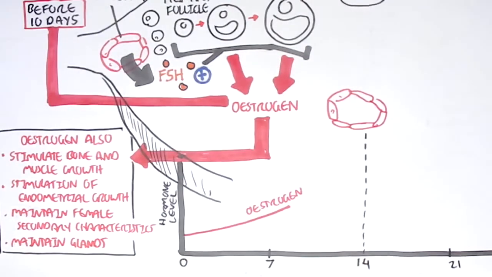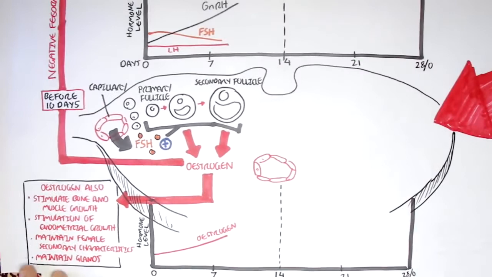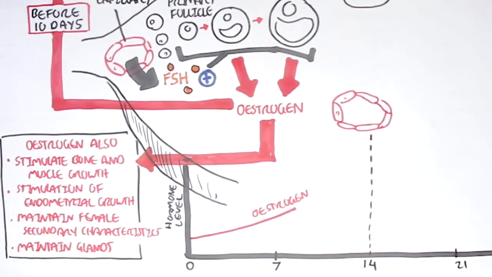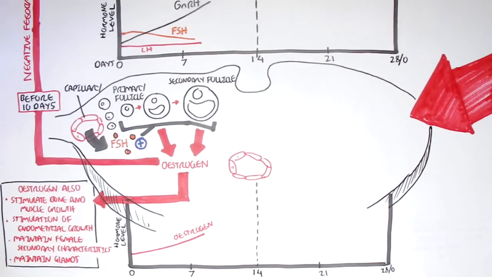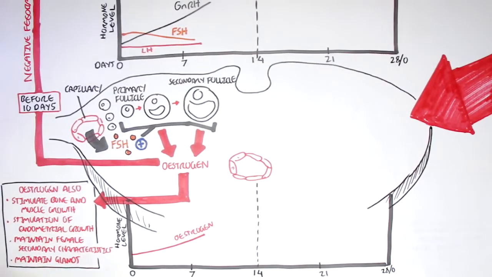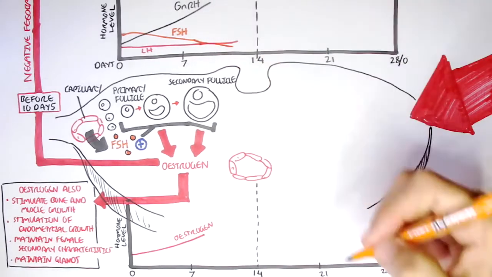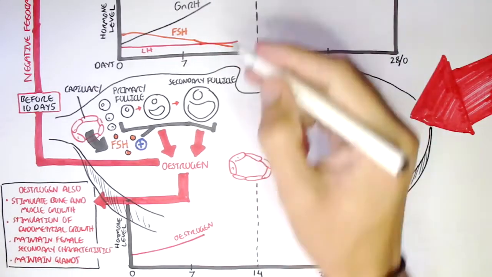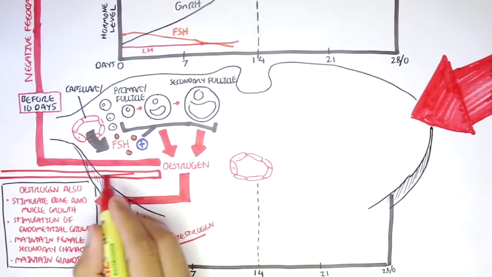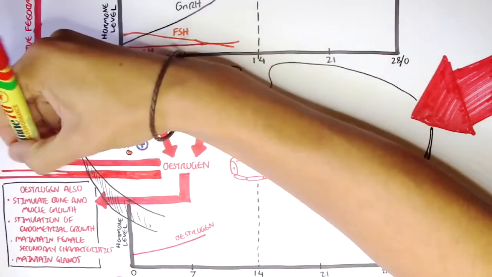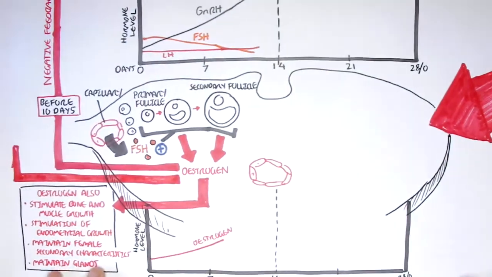So just to draw this graph up to 10 days of the menstrual cycle, we see a steady low concentration of luteinizing hormone due to the inhibitory effects of estrogen, remember, in the first 10 days. And we also see a steady drop of follicle stimulating hormone due to the increase in estrogen levels as well, which has a negative feedback. So what happens after 10 days?